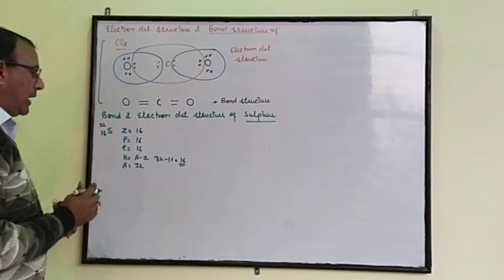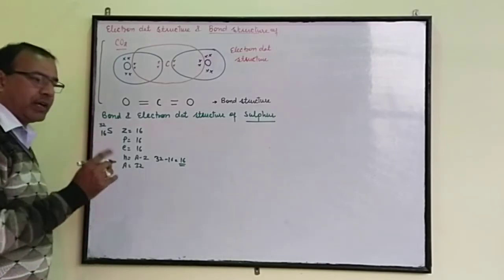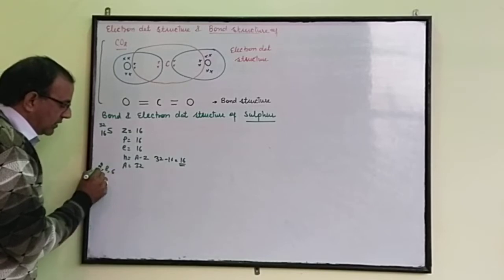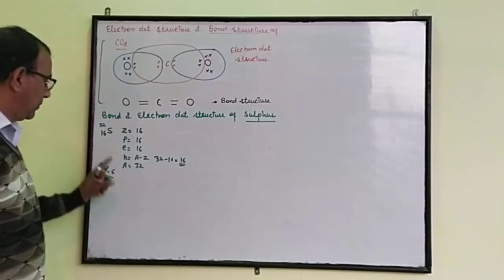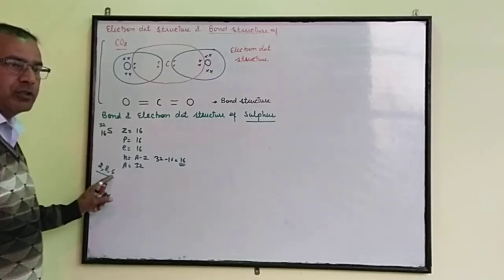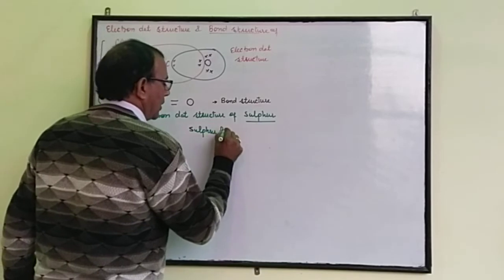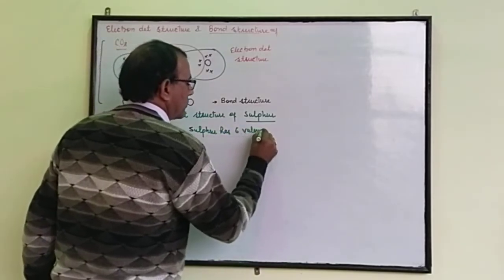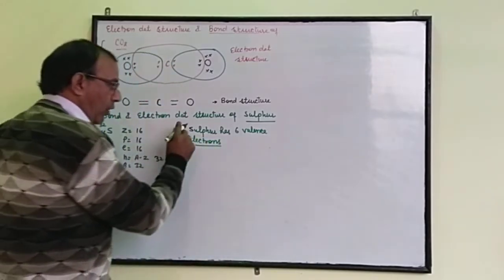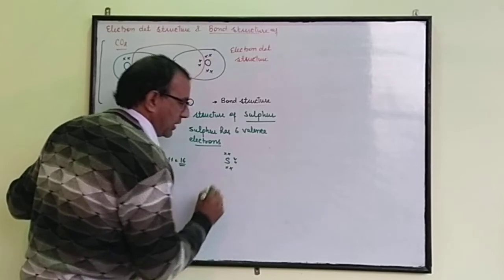Now the electronic configuration. When we distribute 16 electrons according to Niels Bohr's 2n square formula, we see that the first orbit has 2 electrons, the second orbit 8 electrons, and the outermost orbit has 6 electrons. So sulfur has 6 valence electrons. For a single sulfur, 6 valence electrons are shown as 2, 4 and 6.